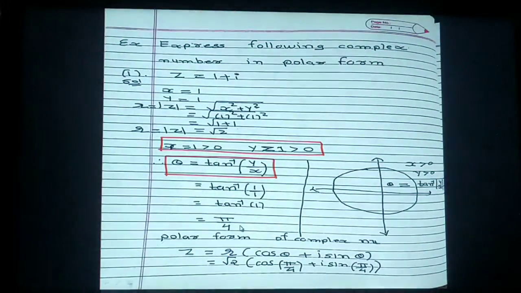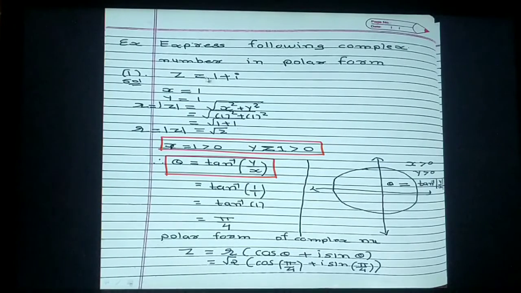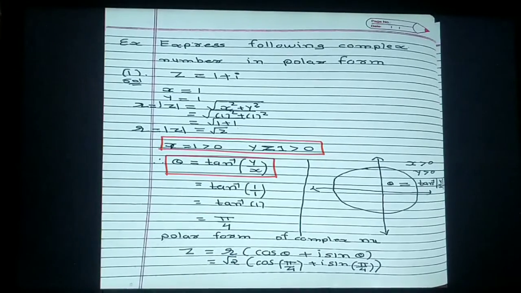Let's take the example. Express the following complex number in polar form. Z is equal to 1 plus i. Then first we check the value of x and y. X is the real part, so x is 1, and y is the imaginary part, so y is also plus 1. Here the plus sign is in the middle, so it is plus 1.